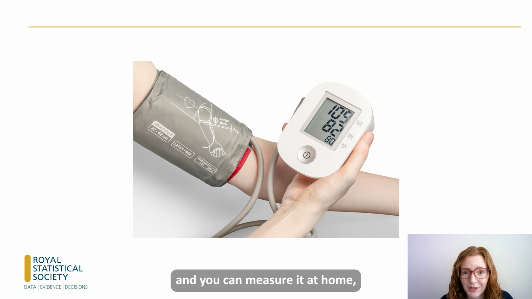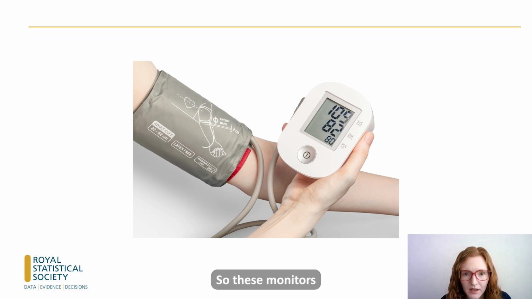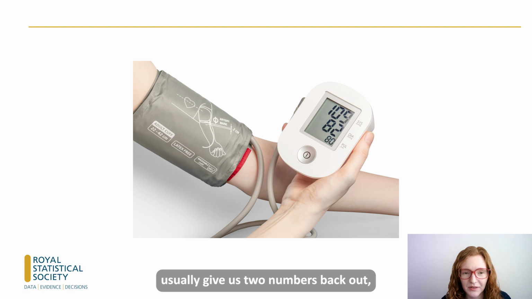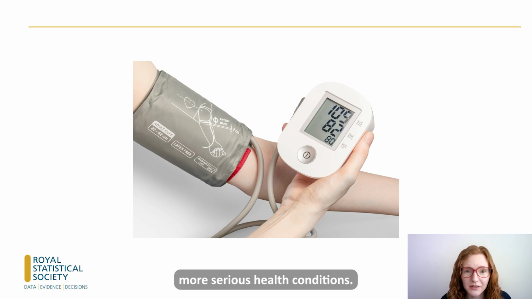And you can measure it at home, or you can have a nurse or a doctor measure your blood pressure for you. So these monitors usually give us two numbers back out, a maximum and a minimum blood pressure. And if these numbers are high, so if they're above some threshold, then the person would have high blood pressure. And high blood pressure can increase the risk of other more serious health conditions. So it's important that it gets treated.